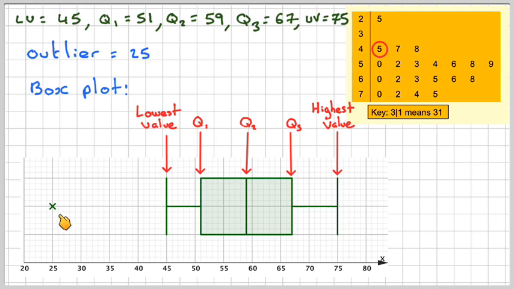Now we've got a little x down here at 25, so remember 25 was the outlier, so that's how we represent outliers. Okay, so normally you don't need to put these values on your box and whisker plot.